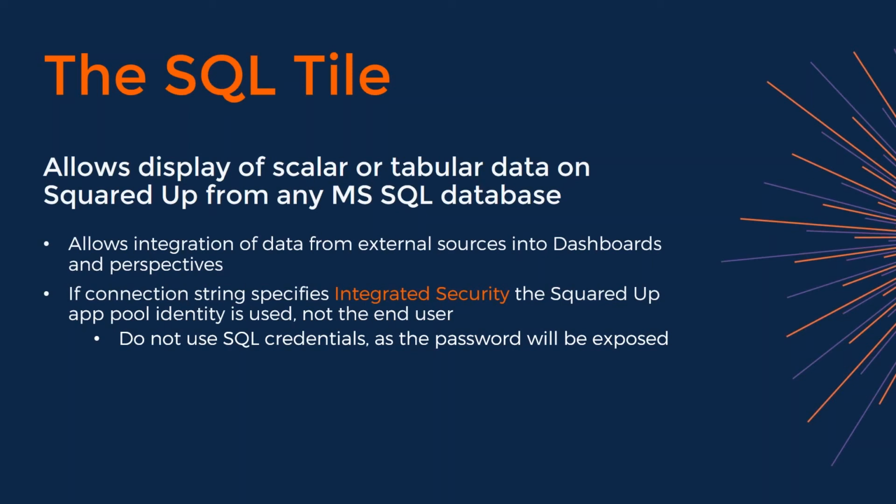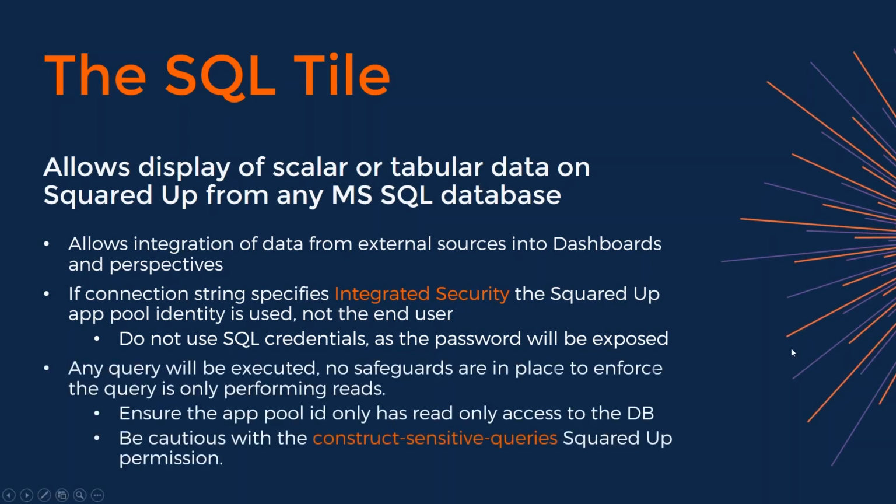And as a point on that, please don't use SQL credentials for this, because if you do, you're embedding those in the connection string, and the connection string is just in the tile configuration, so anyone can now see the username and password there. So in order to get this to work, you're going to need to realistically use integrated auth, so Windows auth with SQL, and put the Squared Up app pool ID or service account as a member on that database.